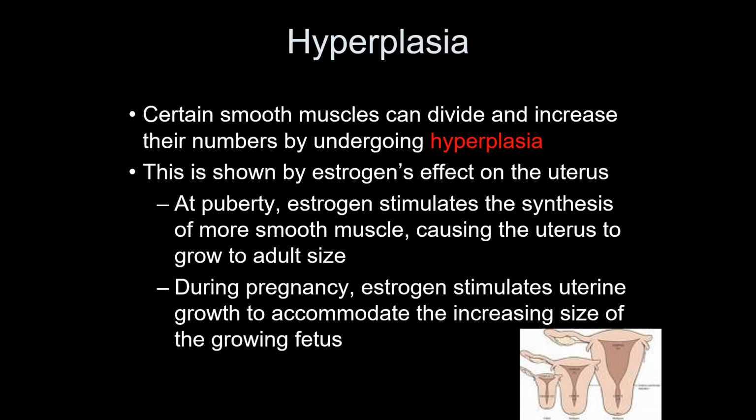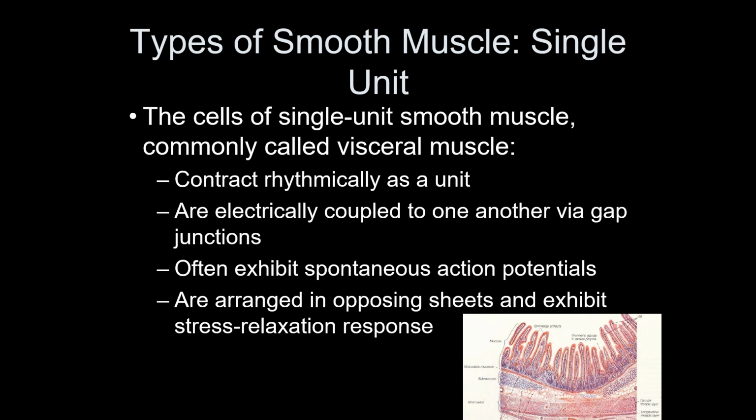Unlike skeletal muscle, smooth muscle cells are still mitotic, and so you can add more cells to smooth muscle, so that's called hyperplasia. Single unit smooth muscle must contract as a whole, as one unit. So that peristalsis we were talking about, that is single unit smooth muscle. So this is what you have in the walls of your hollow organs.